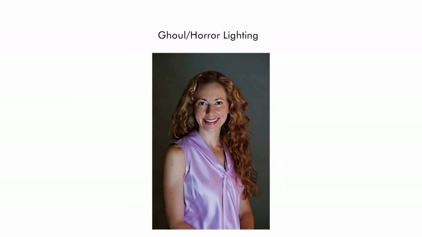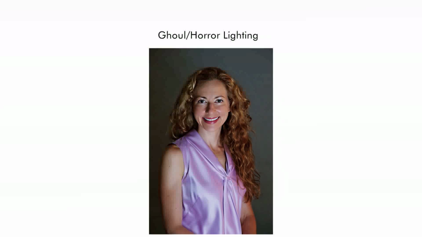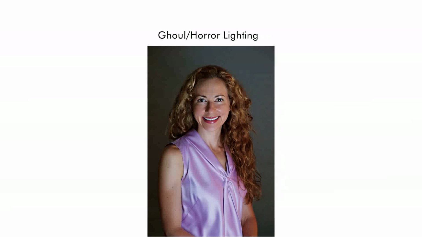Ghoul, or horror lighting, is achieved by placing the light in front of and below the subject's face. Because the light casts shadows in a direction we're not used to, it gives a very eerie feel to photographs. It's not considered flattering, but it can be used to make dramatic photographs.